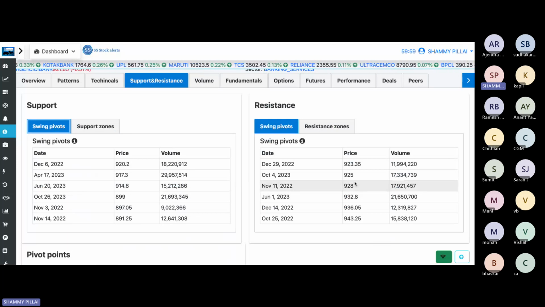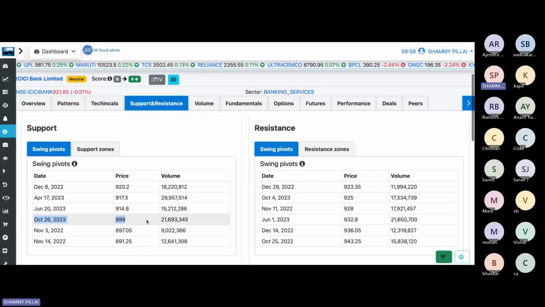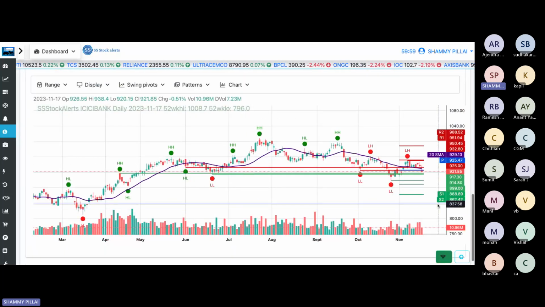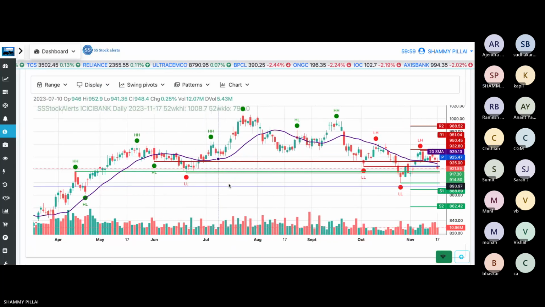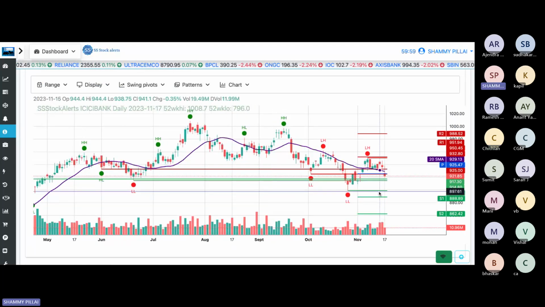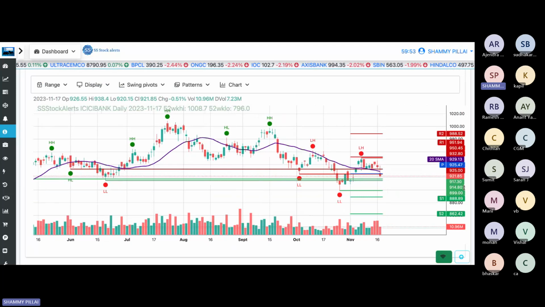So for me, the best is 26 October, 899. This has got the strongest support. 900, you can take 900. So here you will find the strongest support. This level is the strongest support, which was the lower low. Now we can see it has breached the pivot.